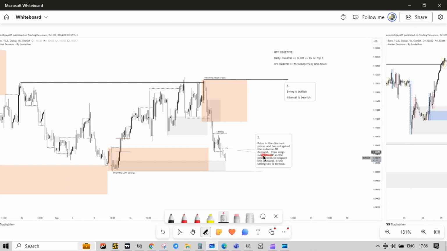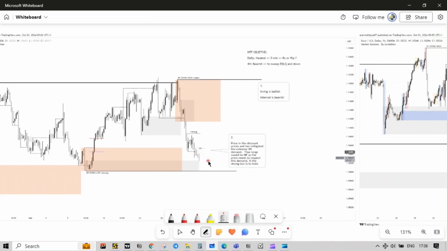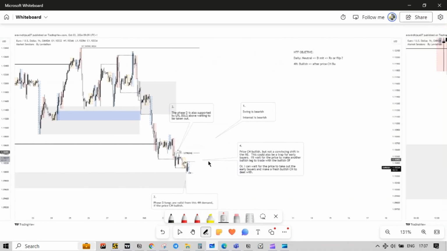But for now, what I'm expecting is for this 4-hour demand to hold and probably chop bullish, so that there would be a fresh POI to trade from, and I can look for longs and continue this bullish order till the price takes out the weak swing high. That's a later expectation, but let's see what the H1 conveys to me, and based on that, I can take longs or shorts. This is H1. H1 swing structure is bearish, internal is also bearish, and the fractal is also bearish.